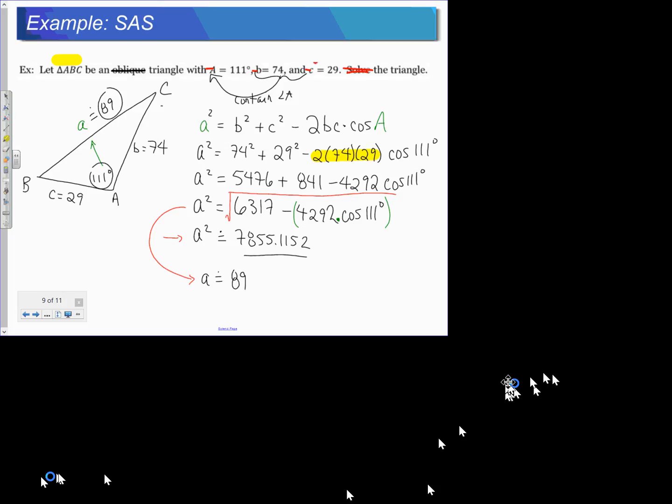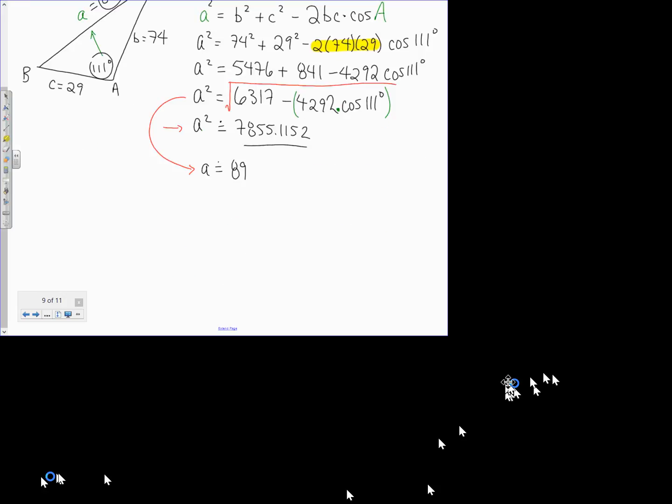Just because it's the cosine law section doesn't mean that we can't consider other laws. So what I would have you think about is let's transition into sine law, because I think we can do that. Because if we have A, if we have the sine of 111 and its corresponding side length is now roughly 89, that's going to be approximately equal to the ratio of, say, B as it is to 74.